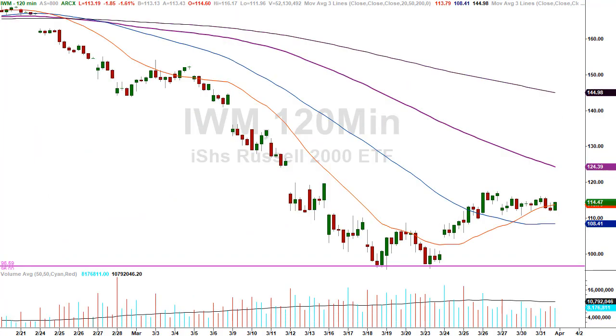Here's a 120-minute chart of the IWM. Anything bearish on this chart? No. Other than the longer term from a downtrend perspective from the daily chart and from this big long downtrend below all the moving averages. But when you just focus in on the last few days, this is a bullish pattern. This is a flag pattern that wants to break up, not down. That's what this chart is telling us. It is what it is.